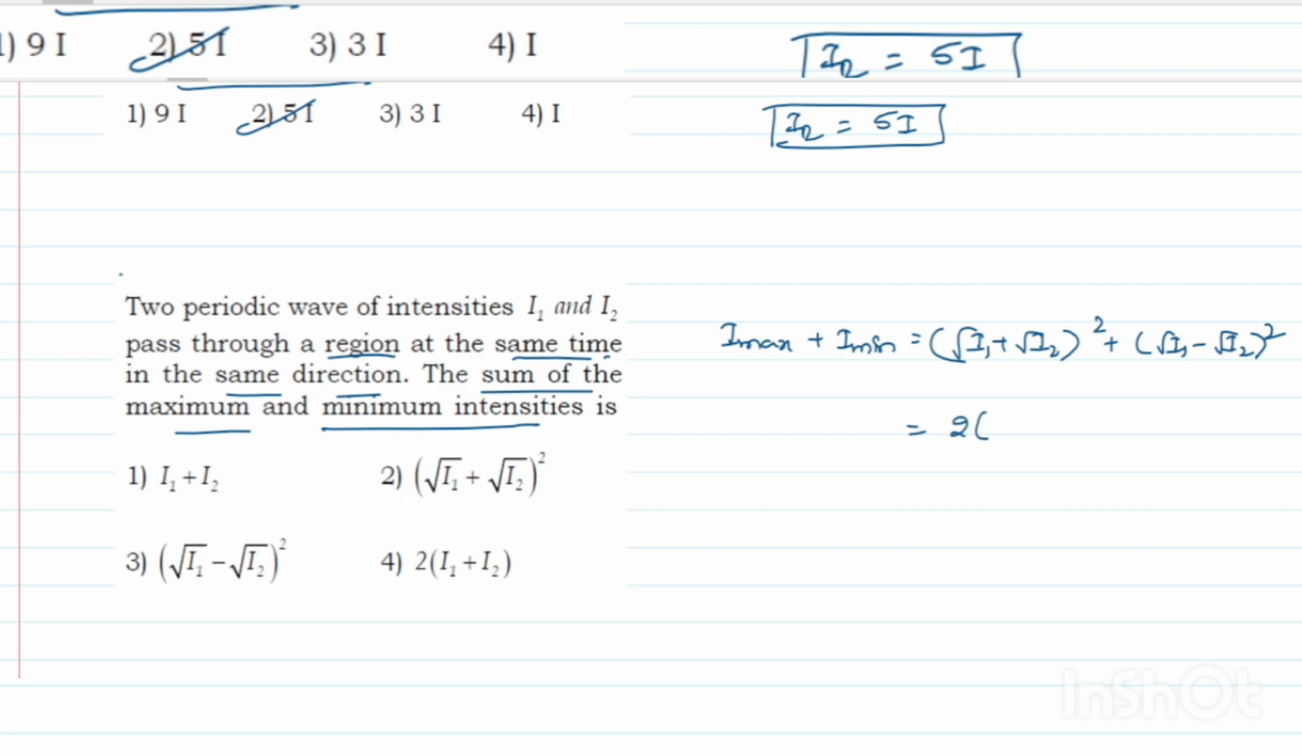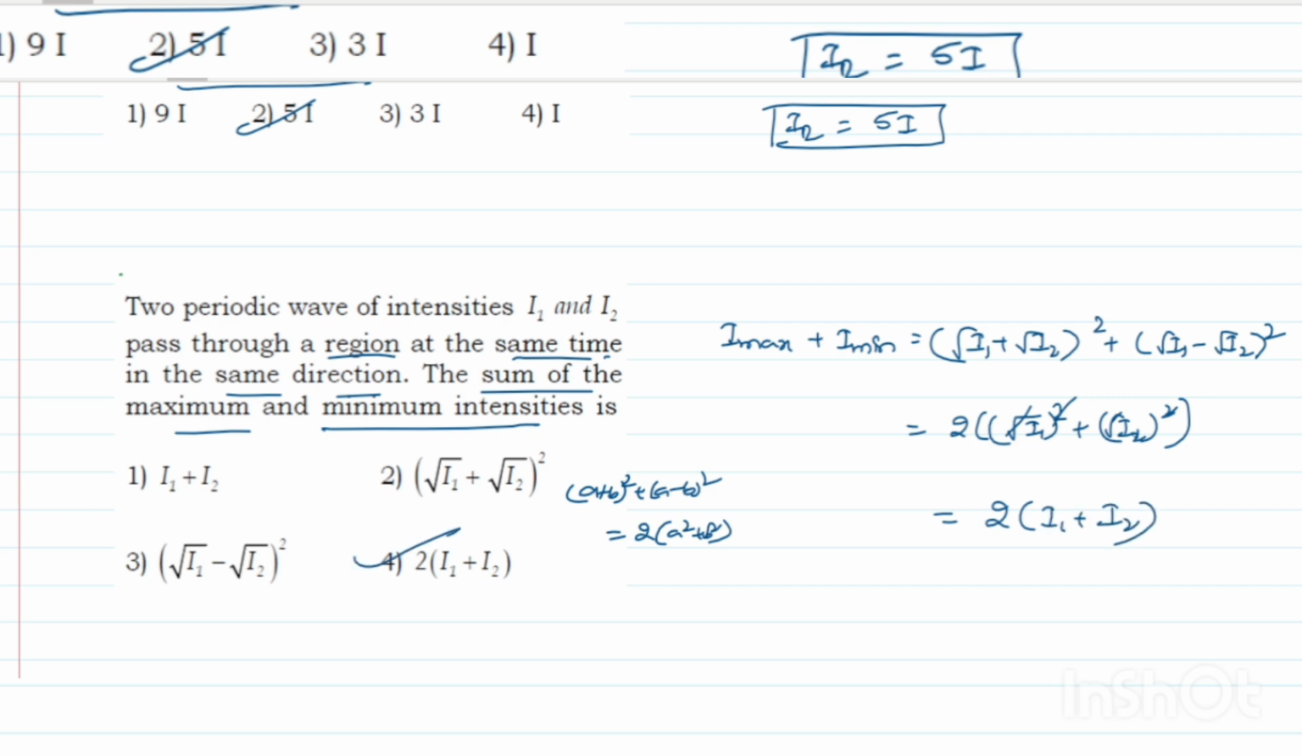So here you can take 2 of a square plus b square. So here is (a plus b) whole square plus (a minus b) whole square, which is nothing but 2 of (a square plus b square). The a value will be root over I1, whole square, plus root over I2 whole square. Here the square root and the square get cancelled. So the sum of the maximum and minimum intensity will be 2 into (I1 plus I2). So this is the correct answer.